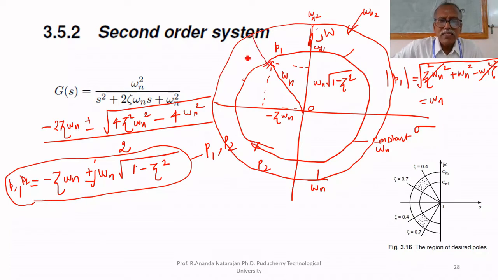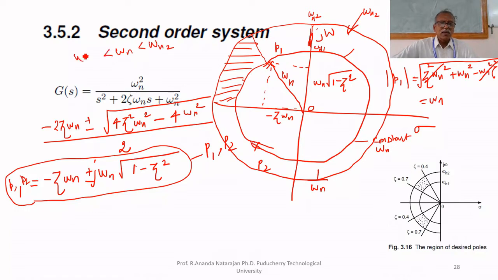If you select any poles in this region, whose natural frequency will be between omega n2 and omega n1. Am I correct or not? If you select some poles in this region, its value will be between omega n1 and omega n2. That we can assure.